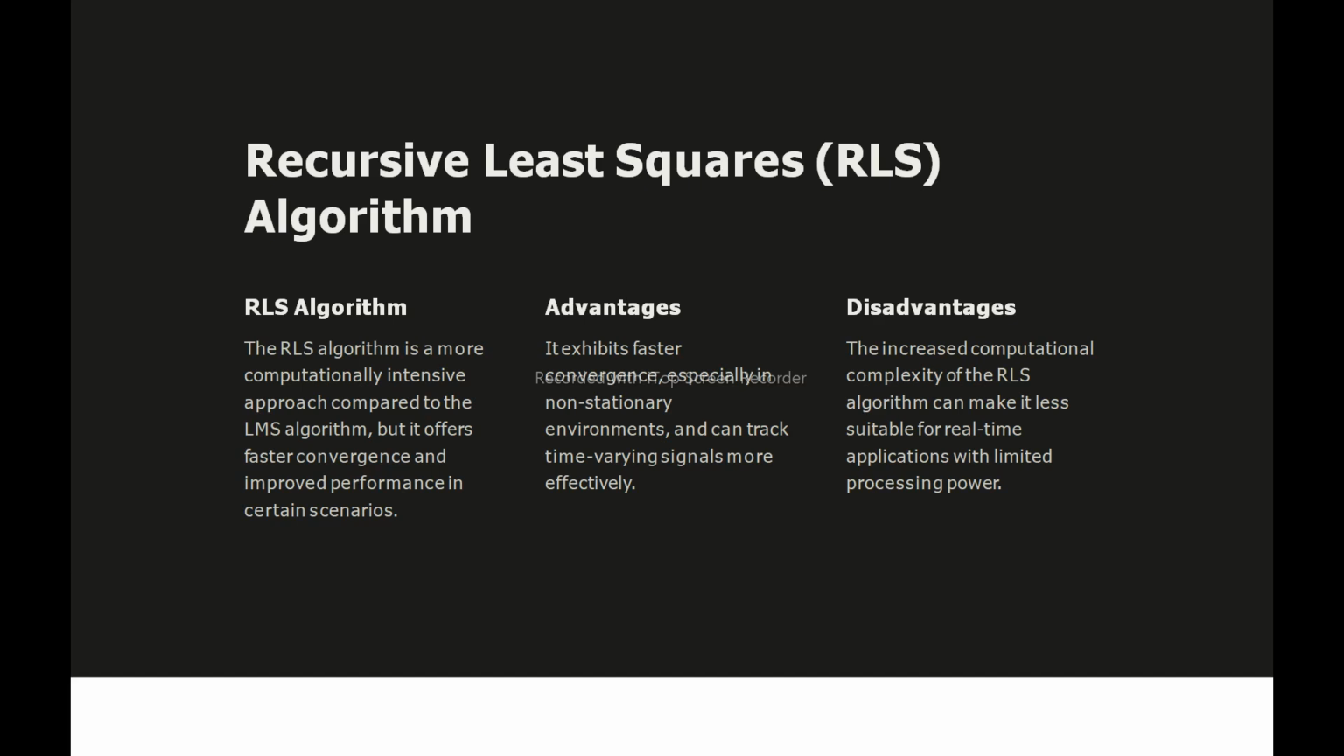The advantage of the RLS algorithm is that it exhibits faster convergence, especially in non-stationary environments, and can track time-varying signals more effectively. Like it can converge on the signal faster, detect error quickly, and get the signal accurately.